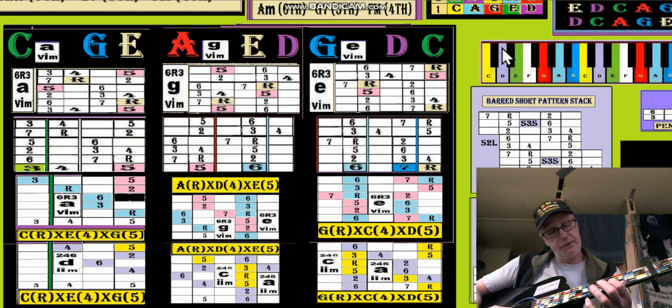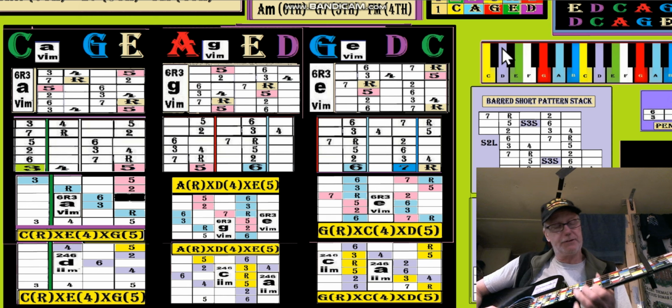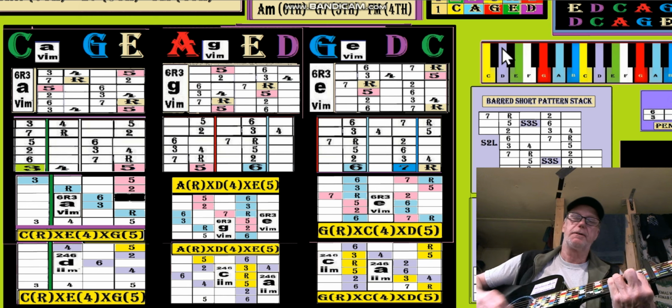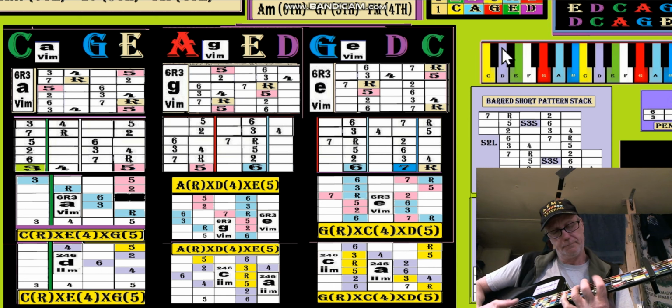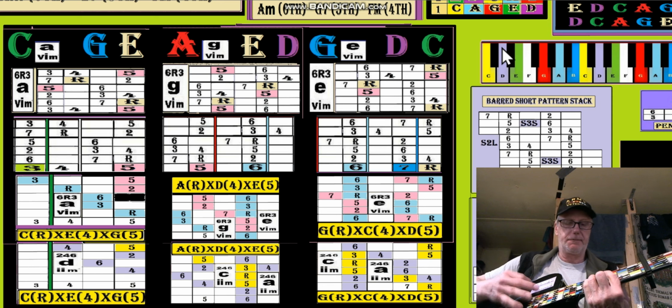Alright, and then to C shape. Then we stay on that, right? Because we... I'm going to start the D from the second string.